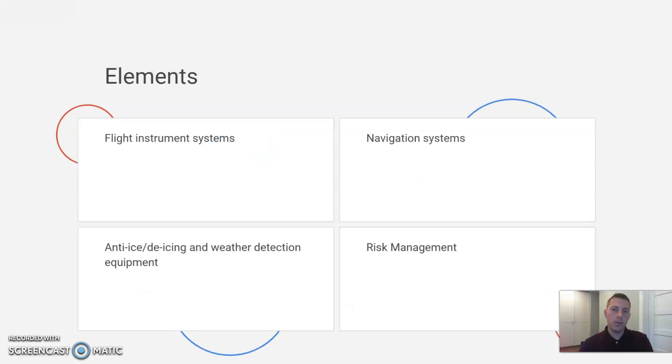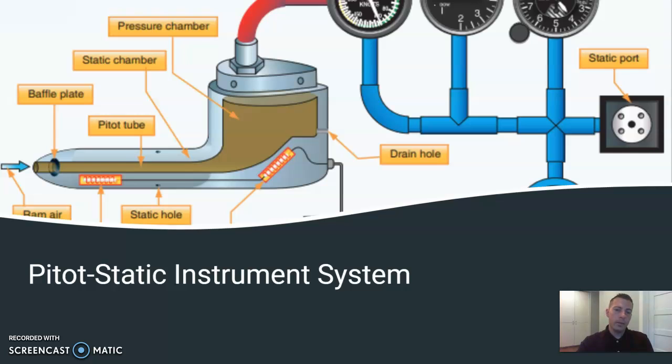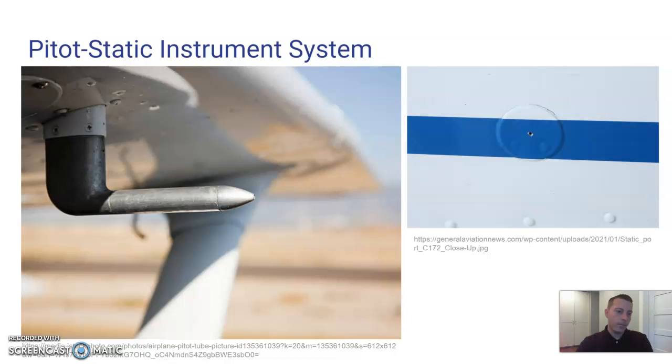This lesson is comprised of four major elements, that being the flight instrument systems, navigation systems, anti-ice and de-ice, and risk management. The flight instrument systems includes the pitot-static instrument system, the gyroscopic, which is going to include the electric and vacuum, and then we have the magnetic compass and the electrical system, which is going to include PFD and MFD, like in a G1000. Now with this mini lesson, I will get through the pitot-static instrument system, which will include the airspeed indicator.